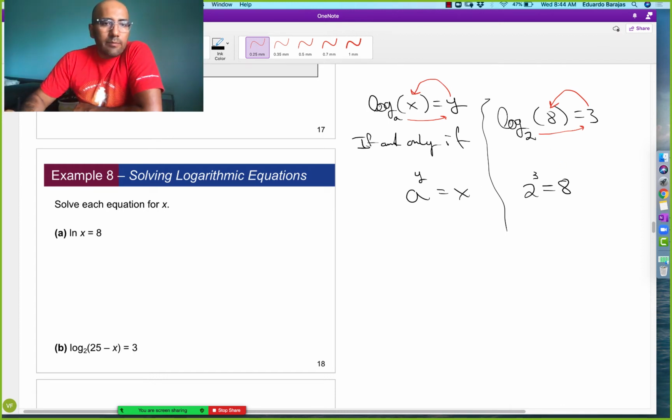Okay, so that's what we want to apply here. Remember, ln is log base e, so there's a little e there. E to the power of that must be this. And that's it. That's all you have to do for this one. E to the power of 8 is equal to x. This is just some number. I can just use my calculator to find it. Good. This is just e multiplied by itself 8 times.